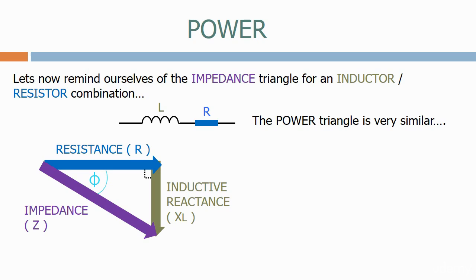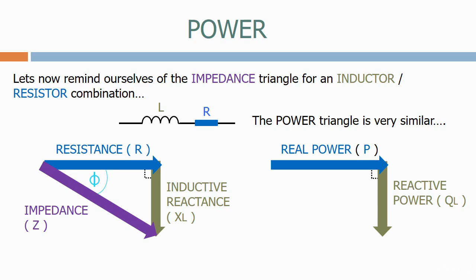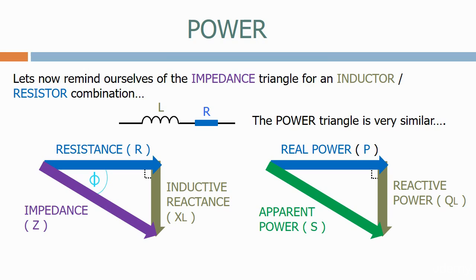The power triangle is very similar. First we have the real power vector P. Let's make that horizontal as a reference point. 90 degrees behind that is the reactive power vector QL. Finally, the apparent power vector S is the summation of the real power and reactive power vectors. Phi is the phase angle difference between the real power vector and the apparent power vector.